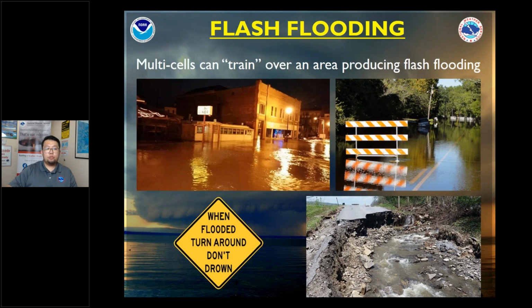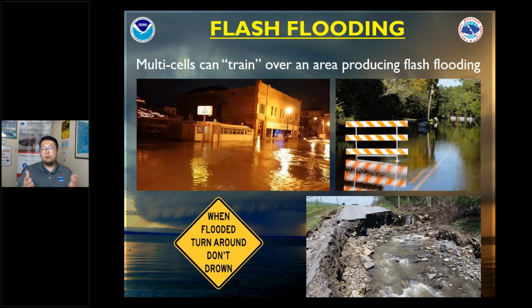Multi-cell thunderstorms can do something called training. That sounds like exactly what it is. One cell just follows the cell before it, like follow the leader. It's going to keep training right over the same exact area, and that causes a big problem. That's flash flooding, right?